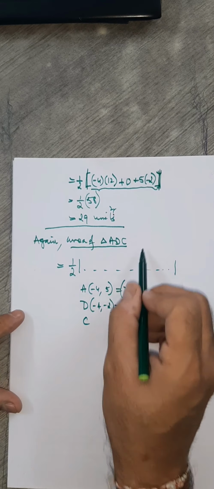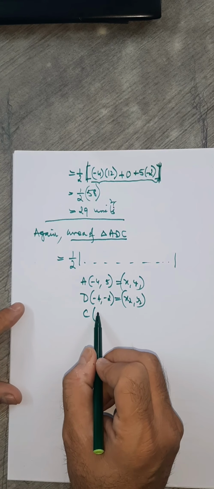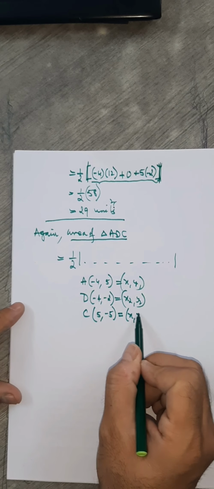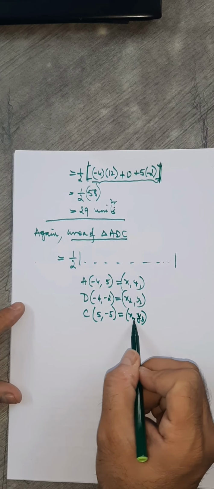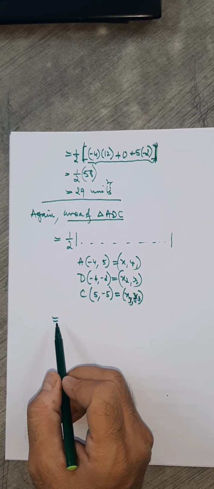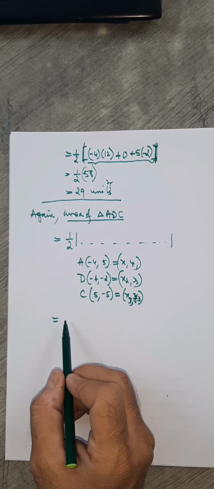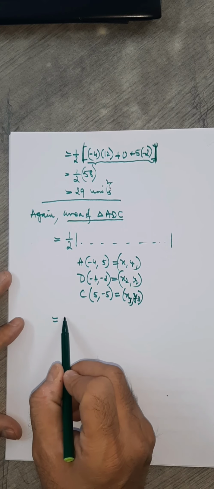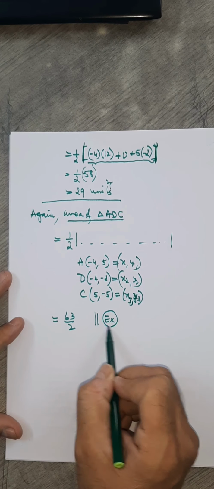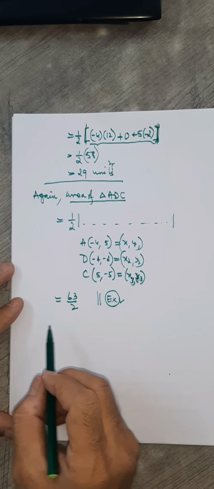And C, in ADC. What is C? That is 5 comma minus 5, so it would be x3 y3. Just place the values here as I did in the previous case and get the area. You will see that it would be 63 by 2. This much I leave it for you. I wrote it directly.